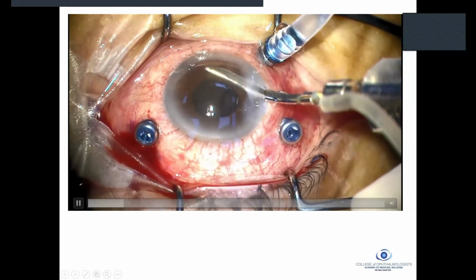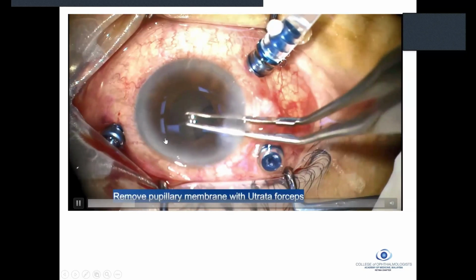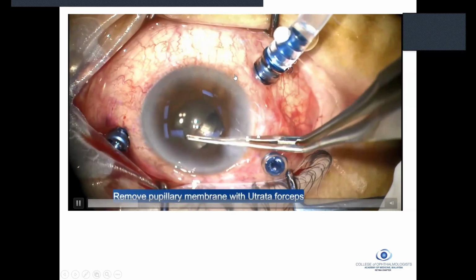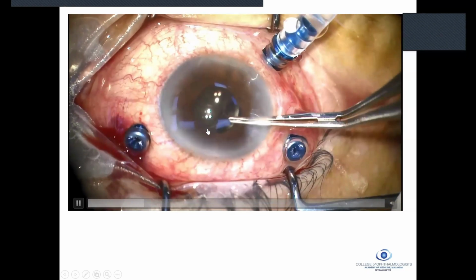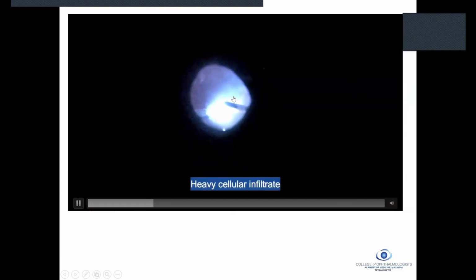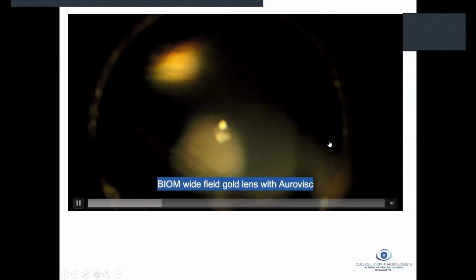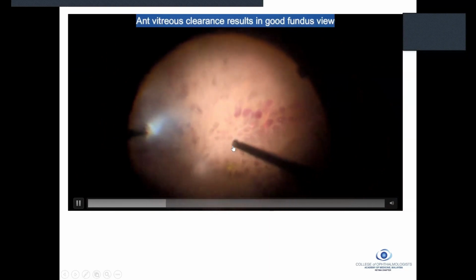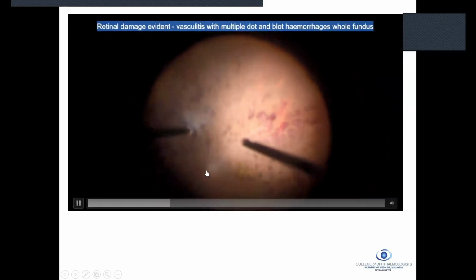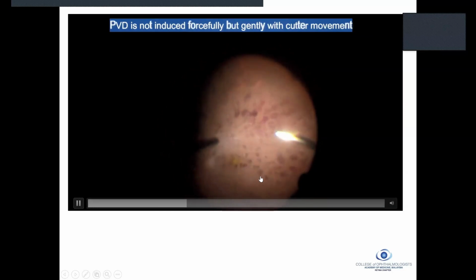So I really cleaned up the front, and I used viscoelastic because there is a pupil membrane that has already formed, even though this is about 48 hours after surgery. What you can see here is a very turbid anterior vitreous. So you see lots of white cells there with cellular debris and entry of white cells into the vitreous cavity. And even though it's only 48 hours after her surgery, with the deterioration, you can actually appreciate these multiple dot and blot hemorrhages distributed throughout the fundus.